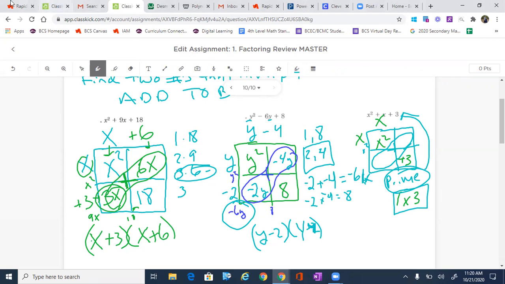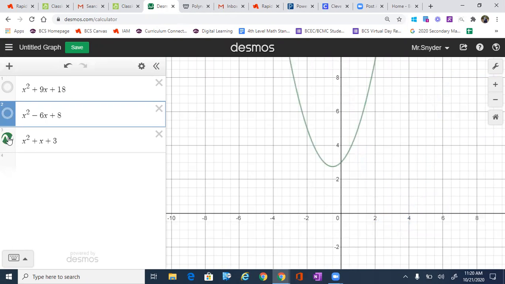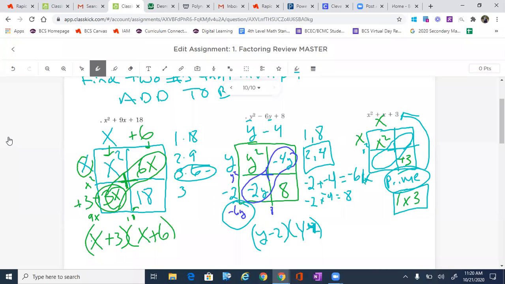Okay, let's go to Desmos and see what happens when I type this one in. I turn that one off, and boom, x squared plus x plus 3 doesn't even have any x-intercepts. It's supposed to have 2, so that means there are 2 complex imaginary x-intercepts, but there's none that will go into the factors, the really nice factors. So in this case, it is prime, and we are done with that. I hope that helped with basic factoring.